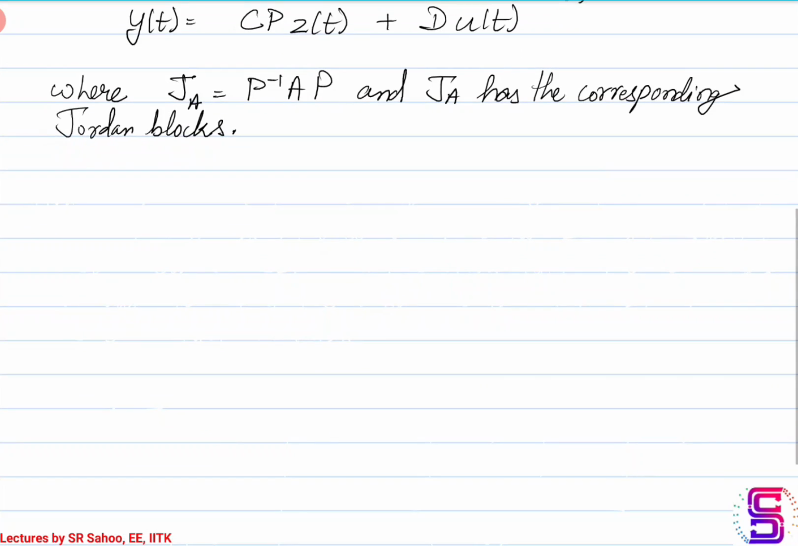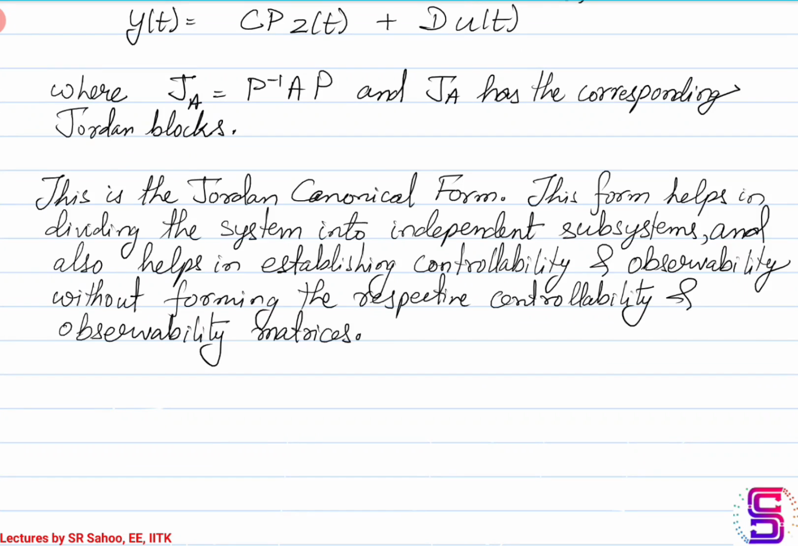Now what is the benefit of this? Once we have this particular similarity transformation matrix P used, and we express the matrix A in its Jordan form, the state space representation that we are using would be the Jordan canonical form. This Jordan canonical form helps in dividing the system into independent subsystems. Each Jordan block will correspond to a subsystem.